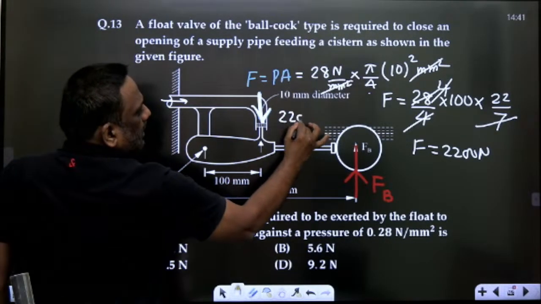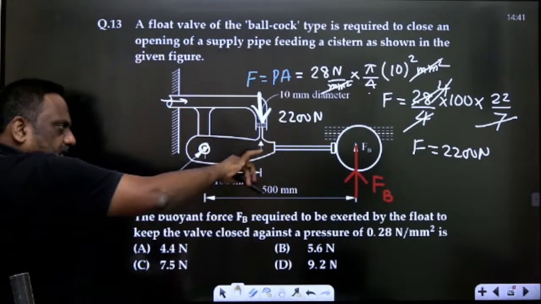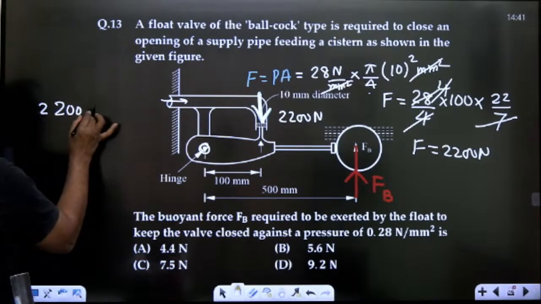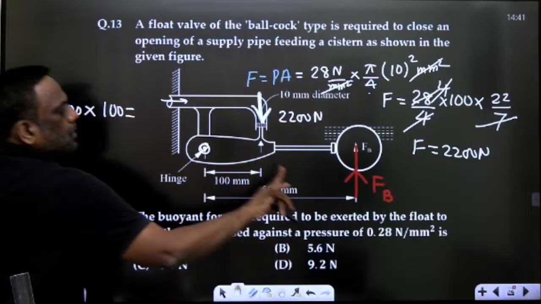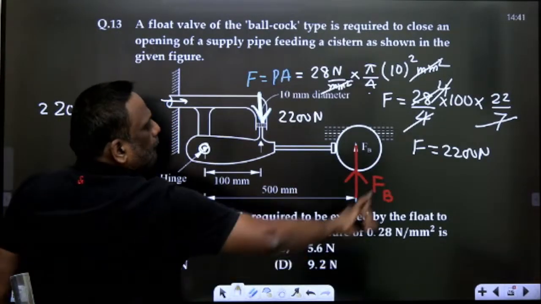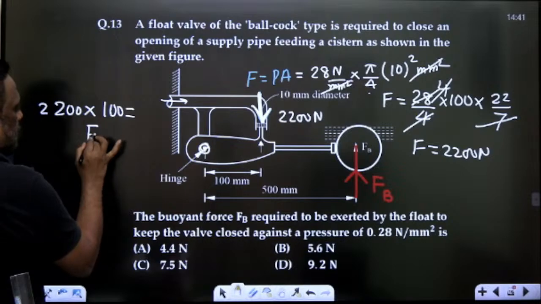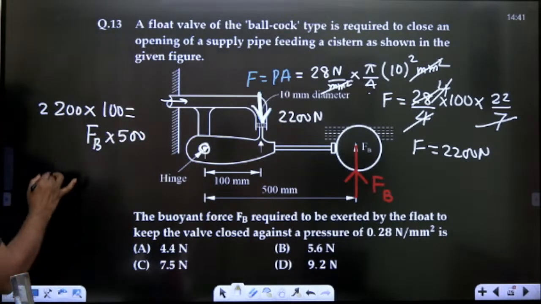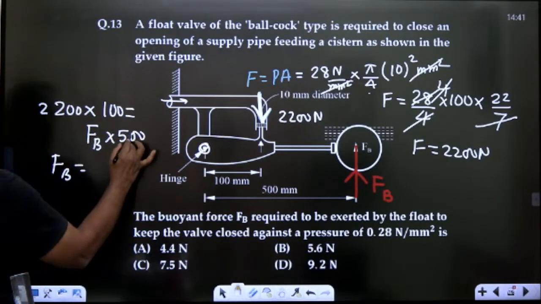It is 2200 Newton, and here take the moment because it is tilting here. So 2200 into 100, this is clockwise, should be equal to Fy into 500. Buoyancy force into 500. Therefore, if you want the buoyancy force, is this right or wrong? Right.